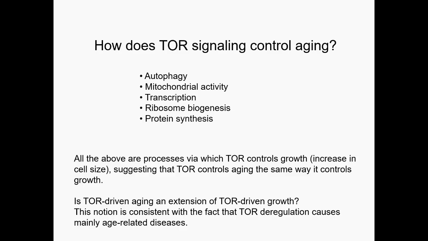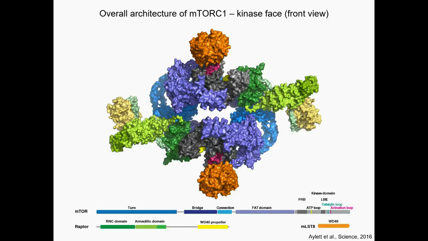Okay, so in addition to understanding growth and aging at the cellular level, we also want to understand TOR at the atomic level. So we determined the structure of human TOR complex 1, and that is shown here. We learned that TOR complex 1 has 2 TOR proteins, one here and one here. It has 2 catalytic sites, one here and one here. So this is where substrates bind to get phosphorylated.